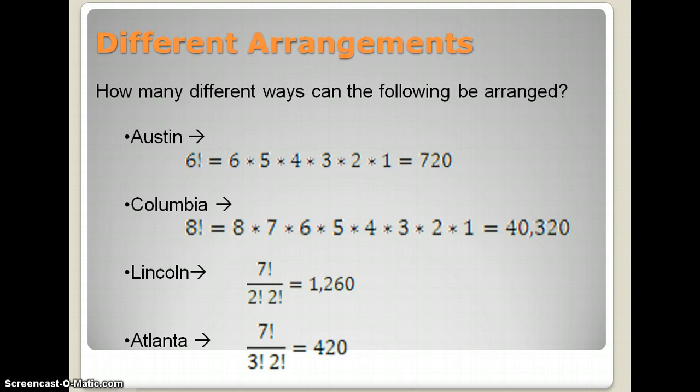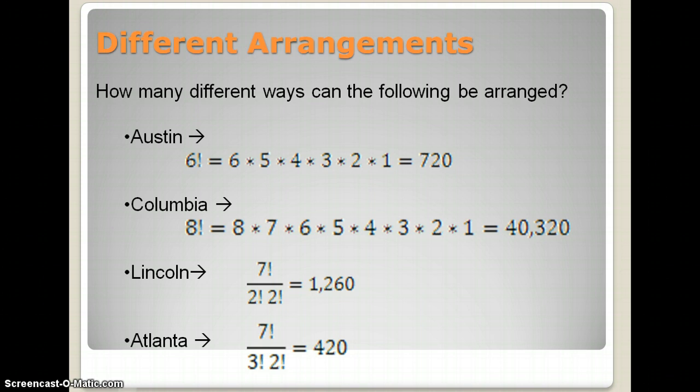When you get down to Lincoln and Atlanta, they're a little bit different. And the reason that Lincoln has the 2 factorial and the 2 factorial on the bottom is simply that the letter L shows up twice in the word Lincoln, and the letter N shows up twice in the word Lincoln. So I need to take into account that whether I put the L first or second and the other L first or second, those are going to be the same string of letters.